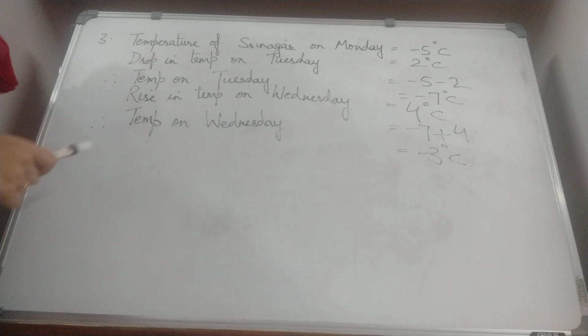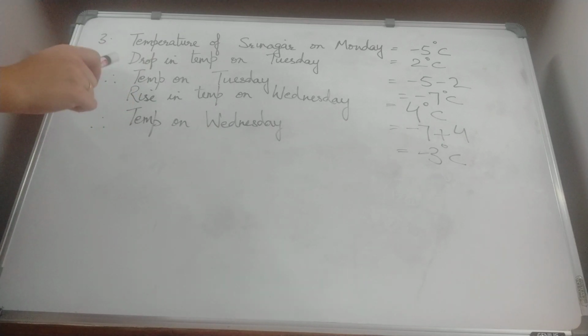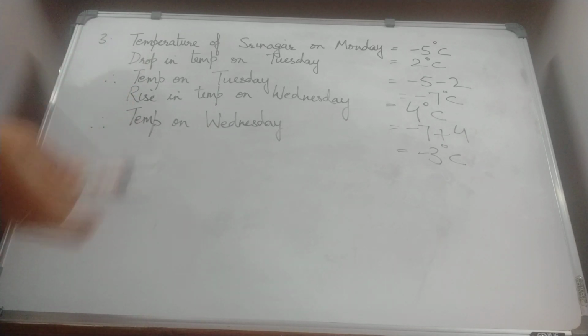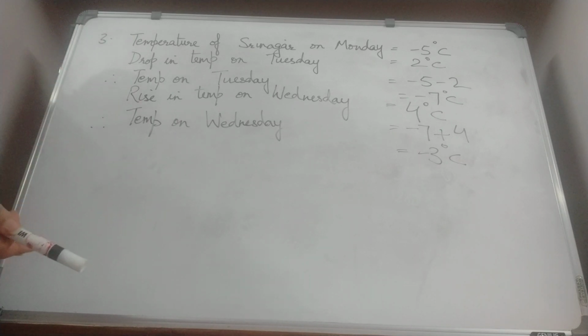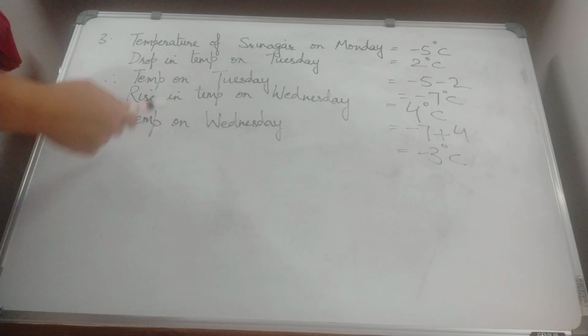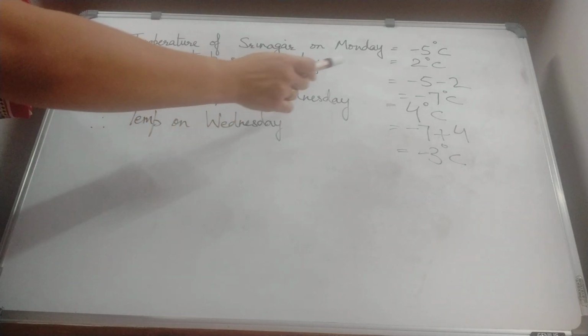Again, this is not the temperature of Wednesday. This is just the rise in temperature. So taking the same example, if today it was 20, I say tomorrow it will be 4 degrees more. So tomorrow it will be 24. So you will add 4. So rise in temperature on Wednesday is 4 degrees Celsius.